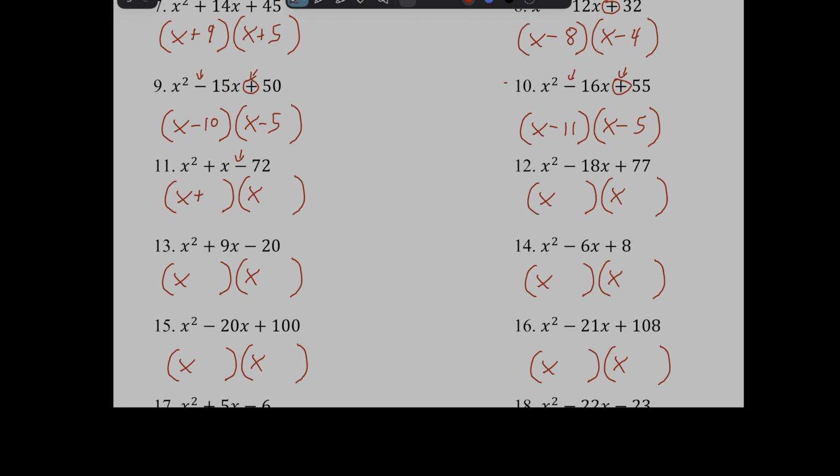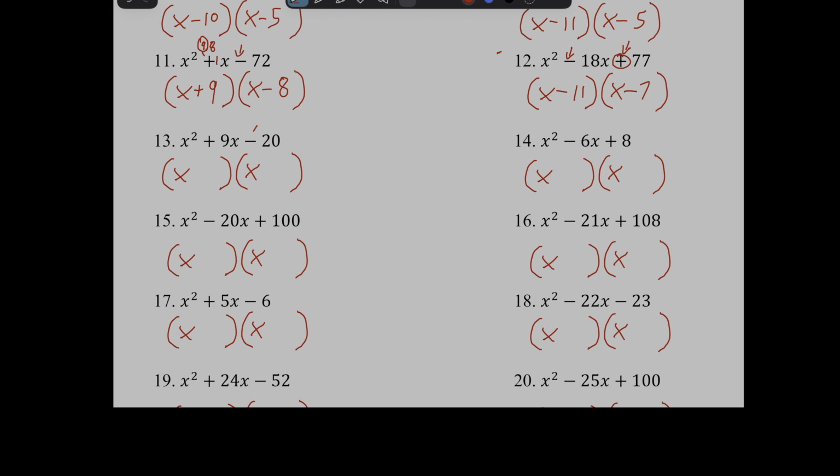Number 11, third term is negative. My signs are different. What multiplies to 72 and subtracts to 1? Well, they have to be numbers that are next to each other, and I see that they're going to be 9 and 8. 9 times 8 is 72. 9 minus 8 is 1. The bigger one goes with the plus, so it's going to go 9 and 8. Number 12, third term is positive. My signs are the same. Take the sign of the middle, minus, minus. Factors of the third will add to the middle, which is going to be 11 and 7.